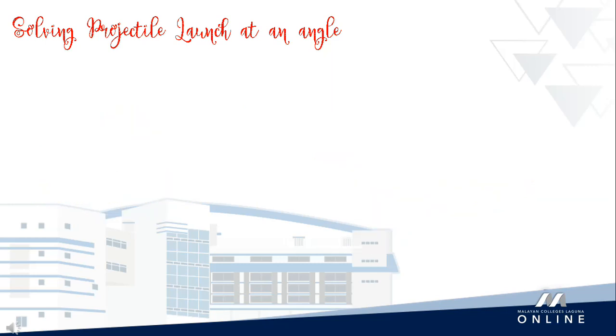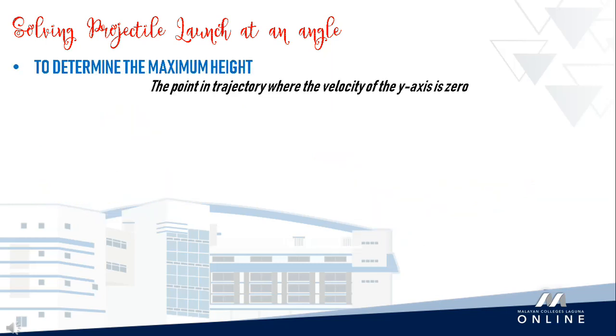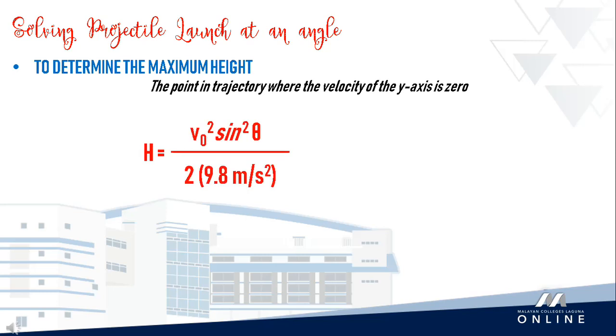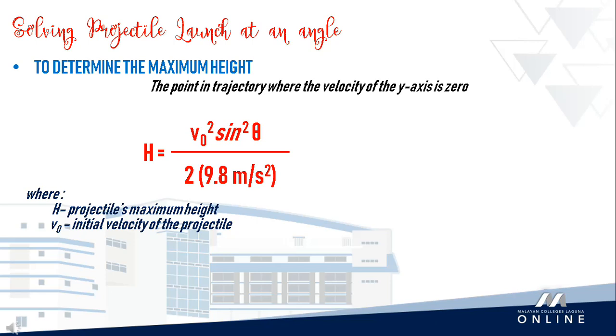Next, in computing the projectile's maximum height, which is the point in its trajectory when the velocity along the y-axis is 0, we can use this equation. Here, h is the projectile's maximum height, v sub 0 is the initial speed of the projectile, theta is the direction of the projectile along the vertical, and 9.8 meters per second squared is the magnitude of the gravitational acceleration.